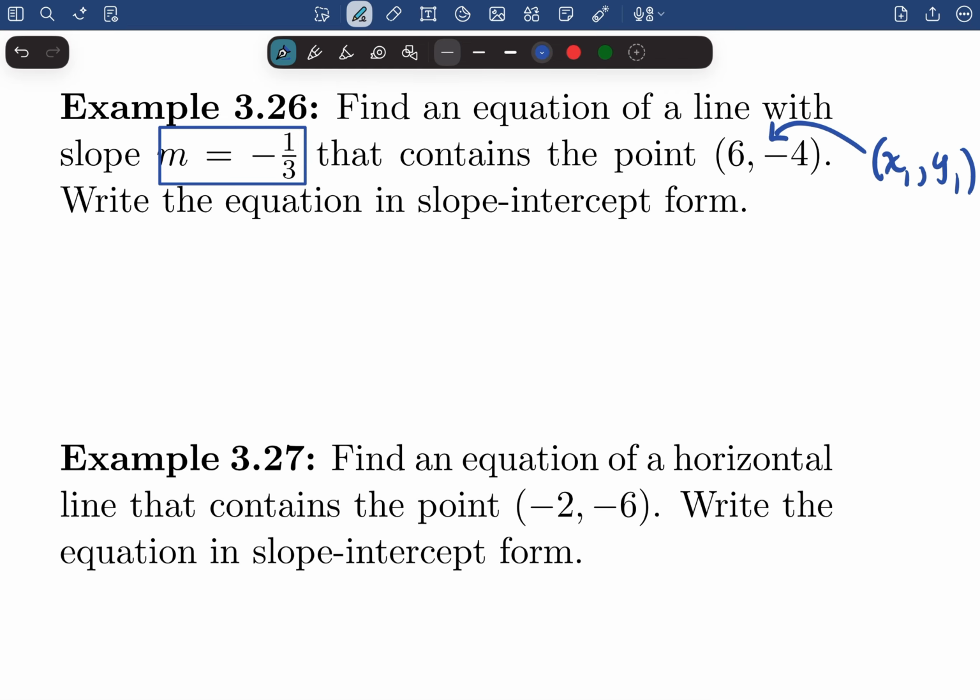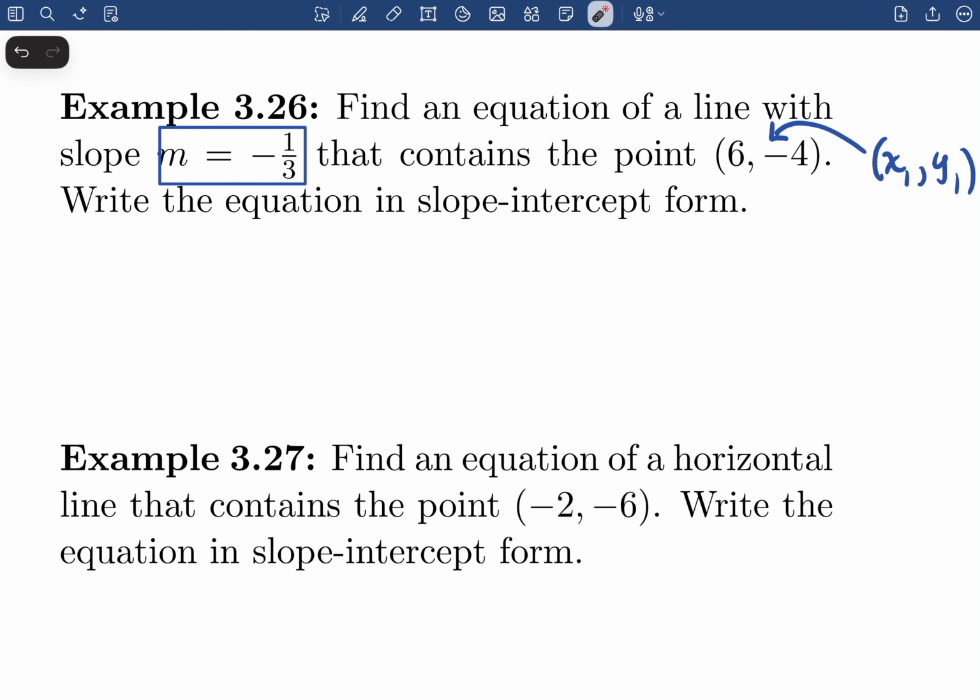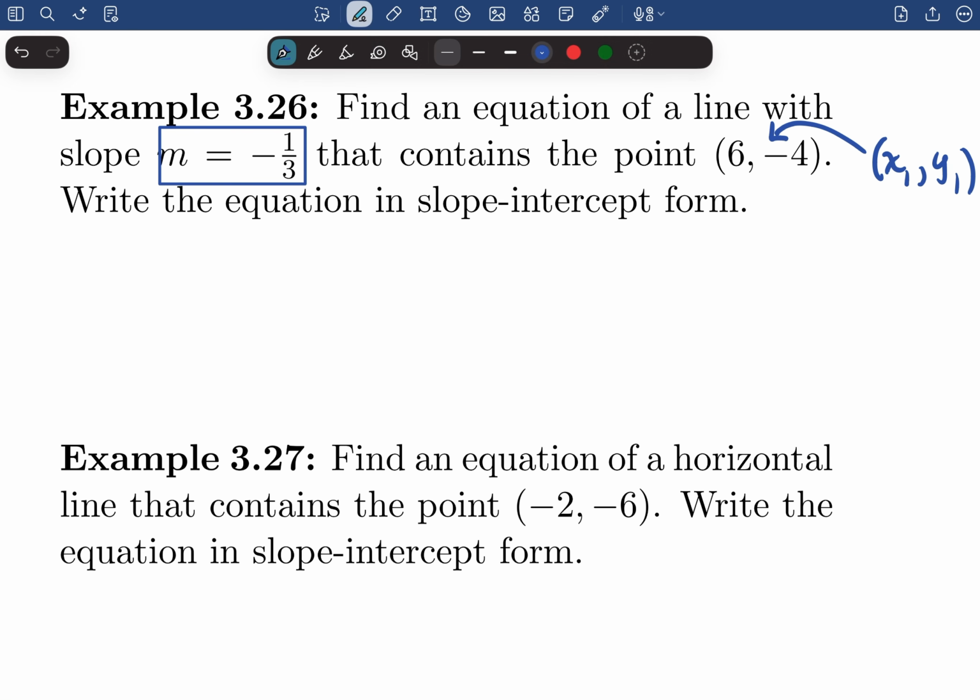So these two things, when we know a point and a slope, we put them into point slope form. That's why it's called point slope form, because we have a point and a slope. Let's use point slope form. Little reminder, y minus y1 equals m times x minus x1. That is point slope form.